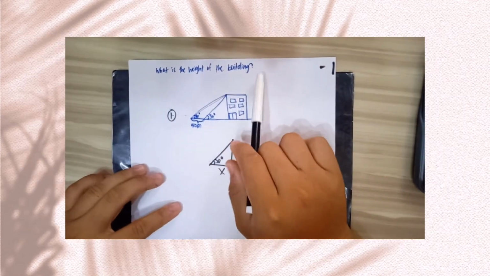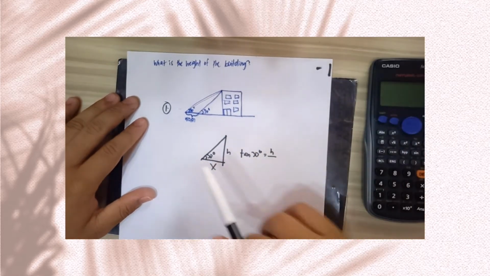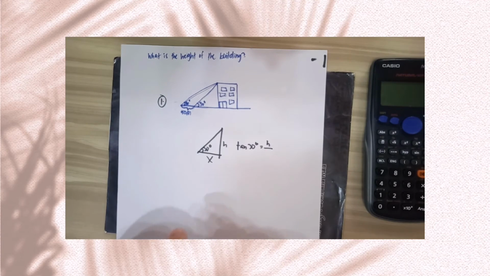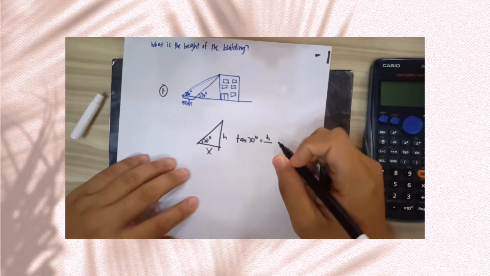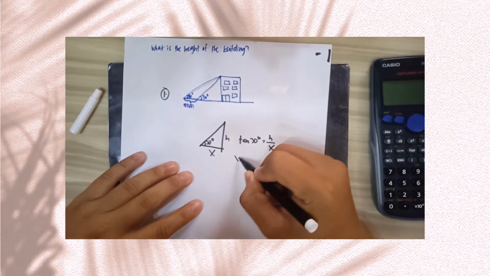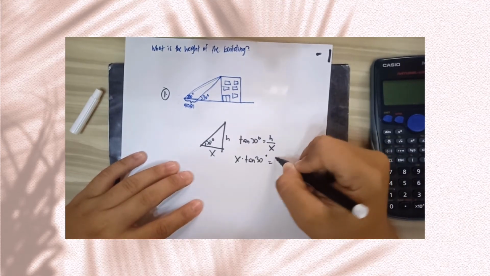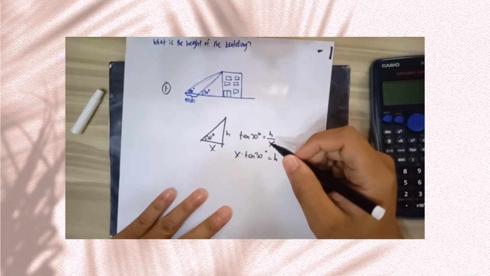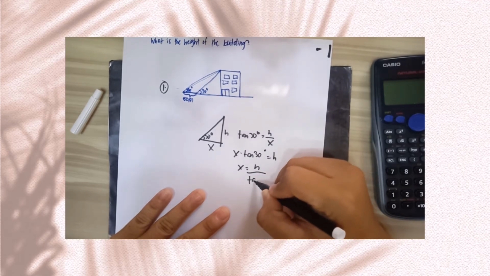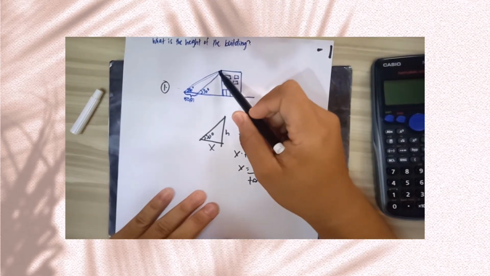What is the height of the building? First, we will solve for this part, which is 30 degrees. We will find x and h. Tan 30 degrees equals h over x. And we are going to change it, and x will be here times tan 30 degrees equals h. x equals h over tan 30 degrees. So this time we are going to solve for the bigger triangle.